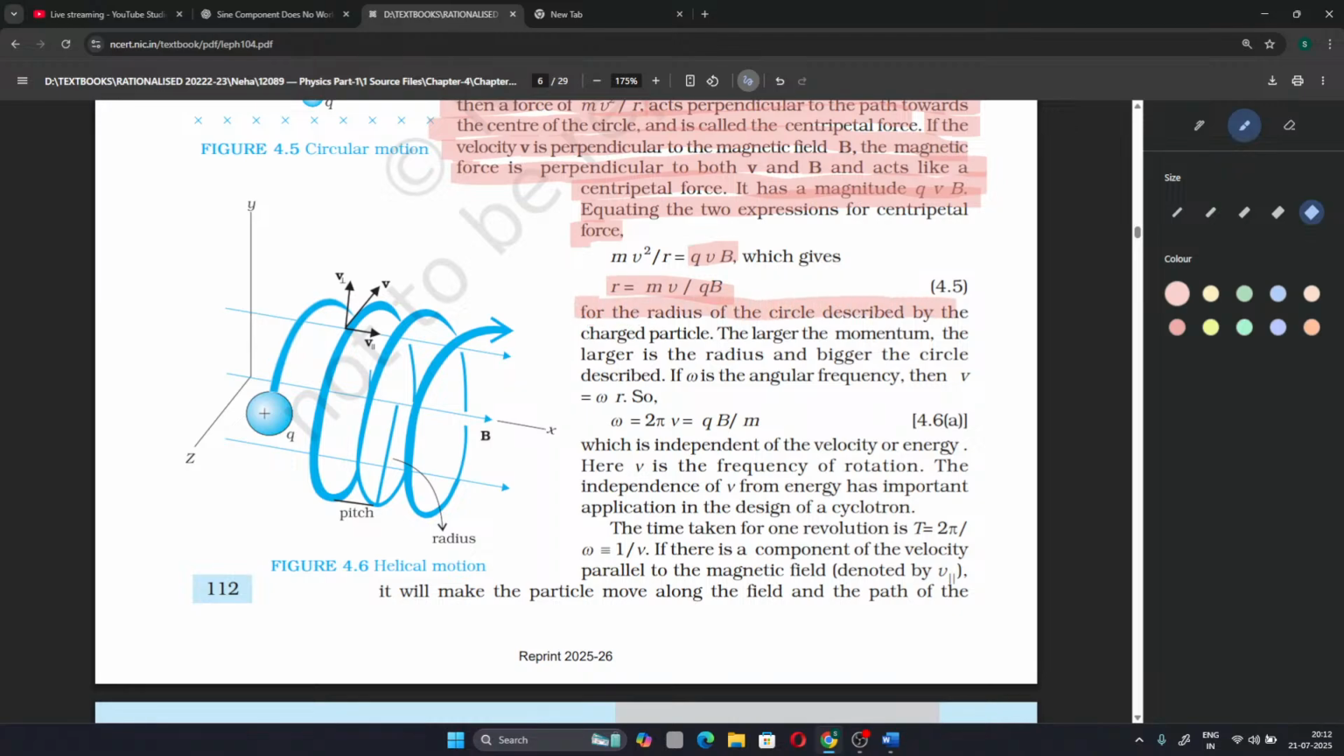For the radius of the circle described by the charged particle, the larger the momentum, the larger the radius, and the bigger the circle described. If omega is the angular frequency, then v equals omega r. So omega equals 2 pi nu, which equals qB by the mass of the particle.